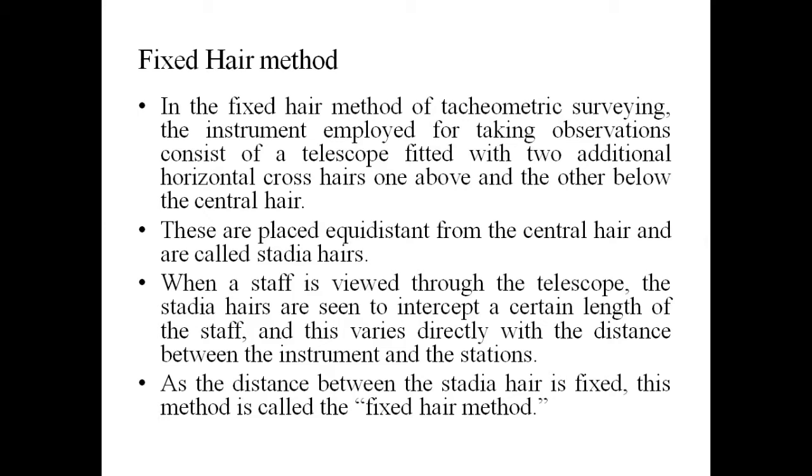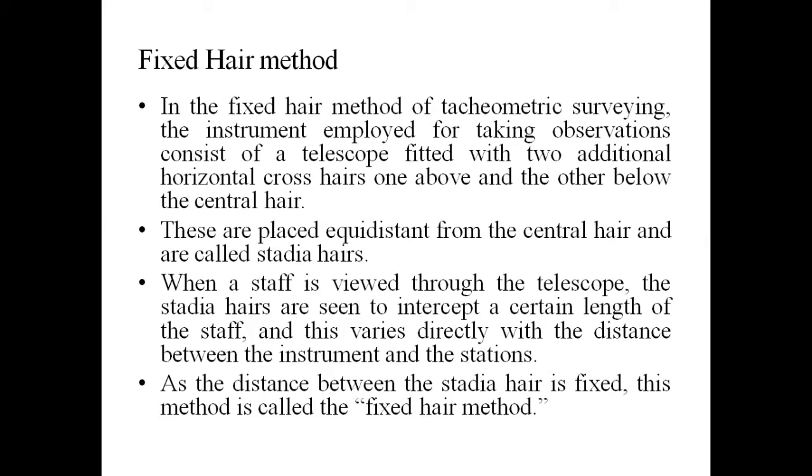According to the previous video, we studied the various types of diaphragms. There are two veins available. One is the horizontal vein and the second one is the vertical vein. In the horizontal vein, there are two small hairs available. One is the upper hair reading and the second is the lower hair reading.